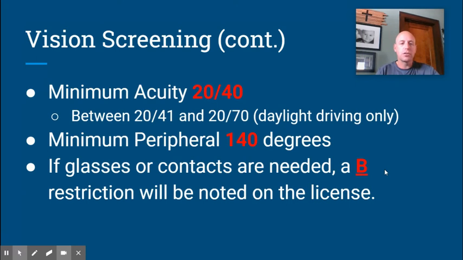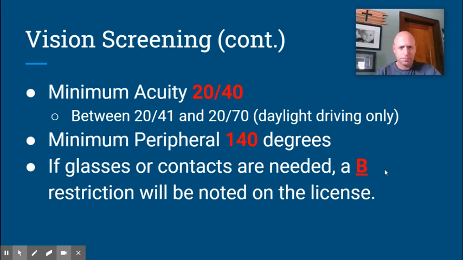I've had that restriction on my license since the day I got my permit and license. I've worn contacts and glasses since second grade. Take that back, third grade. Robbie Hanauer got glasses in second grade. He was the first one in my class to get glasses. I was the second, third grade.